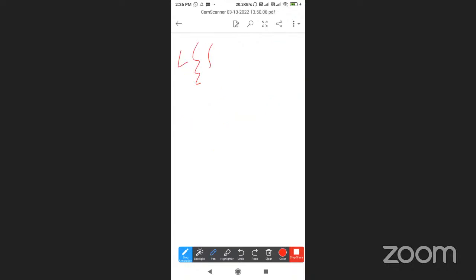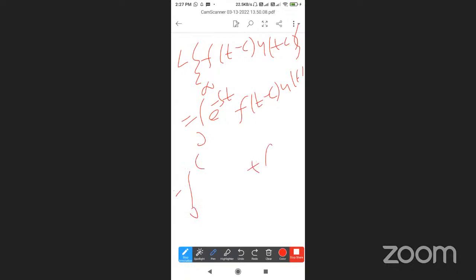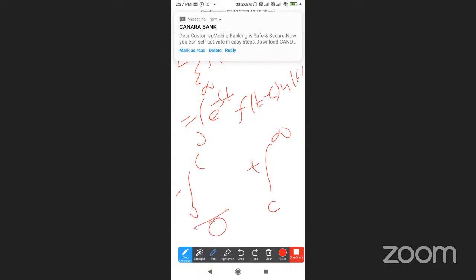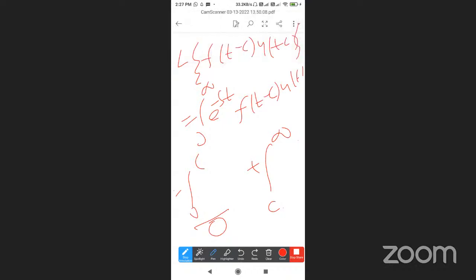The Laplace transform of f of t minus c into u of t minus c is the integral from 0 to infinity of e power of minus st f of t minus c into u of t minus c dt. You have to change the limits: 0 to c plus c to infinity. The part from 0 to c is always 0, so we take only c to infinity, which is the integral from c to infinity of e power of minus st into f of t minus c dt.